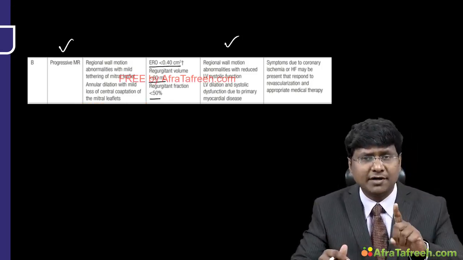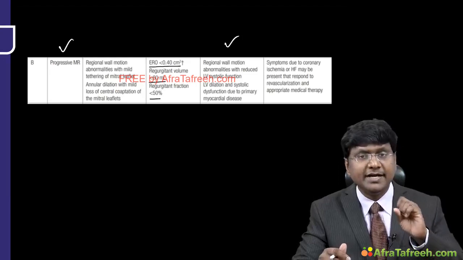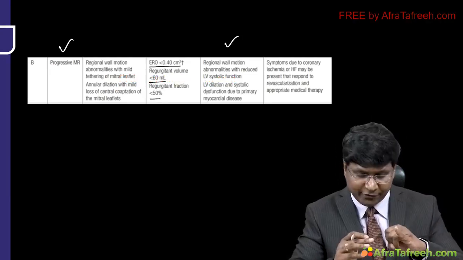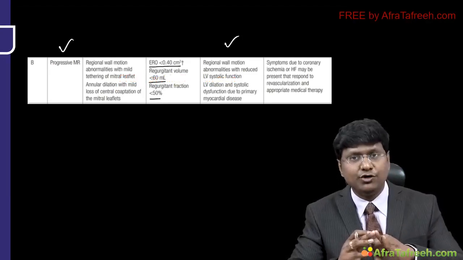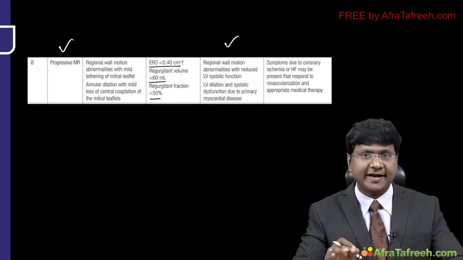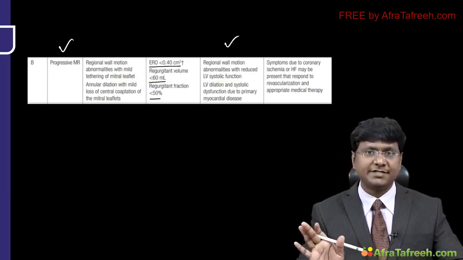So what are the important points to call it progressive MR? Effective regurgitant orifice less than 0.4 centimeter square, regurgitant volume less than 60 ml, regurgitant fraction less than 50%.